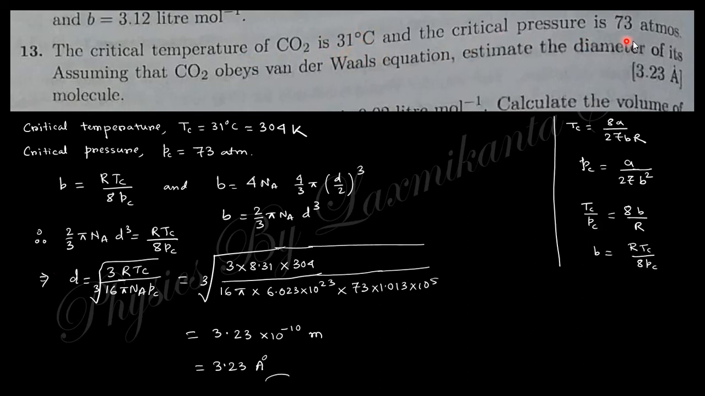The critical temperature of carbon dioxide is this, and the corresponding critical pressure is this. Assuming carbon dioxide obeys van der Waals, you can estimate the diameter. You know this Tc and Pc, so if you divide these, you will get the value of b. So b is RTc by 8Pc. And b also is 4 Na times 4/3 pi times (d by 2) whole cube, where d is the diameter. So this is the expression. If you compare this, d will be like that, and putting this value, you will get this expression. In the last video we derived this expression; I think you understand where it comes from.